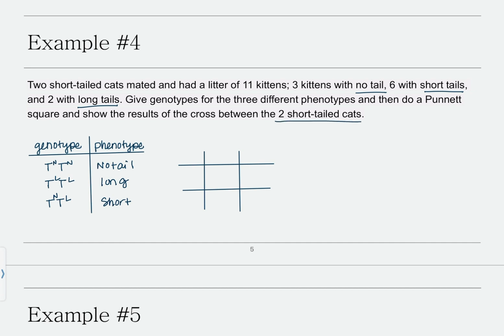Okay, 2 short tail cats. So the short tail is going to be one of each allele. So the parents are both going to have the genotype as such. And we write parent 1 up here and parent 2 down here.